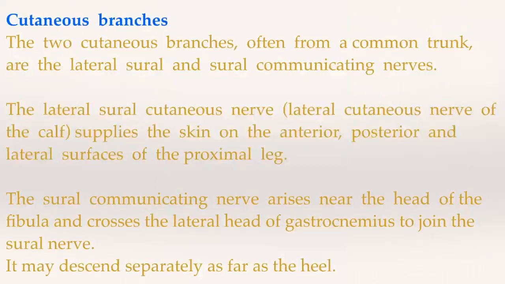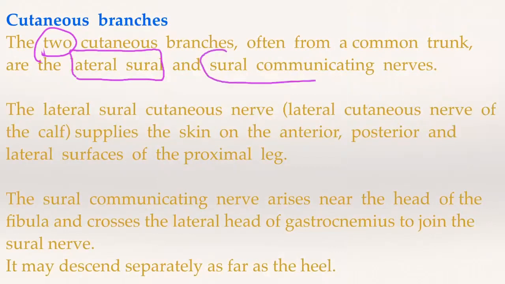Coming to the cutaneous branches, the two cutaneous branches that often form a trunk are the lateral sural and sural communicating nerves. Remember, we have a sural nerve from the tibial nerve, right? The sural nerve is a branch of the tibial nerve, whereas the lateral sural nerve and sural communicating nerves are cutaneous branches of the common fibular nerve.